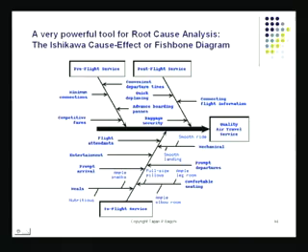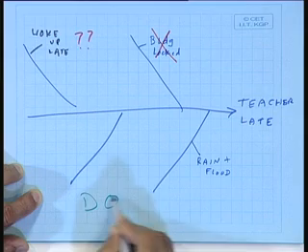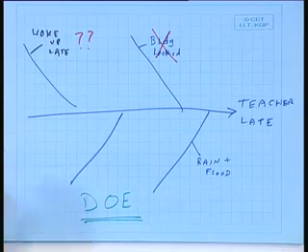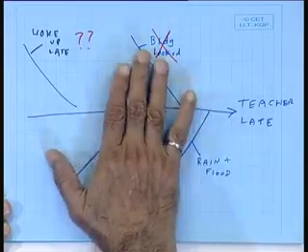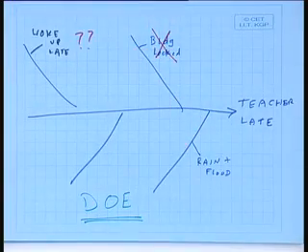You will have to find out what is the right setting for this. And the technique for doing that, can you tell me what that technique is? I think some of you would remember. It is DOE, design of experiments. And design of experiments also is right at the core of Six Sigma. So it turns out that the cause and effect diagram is the beginning of a Six Sigma project.